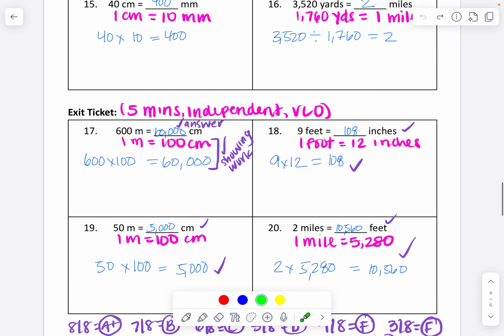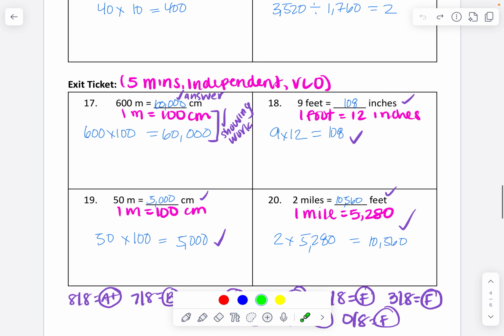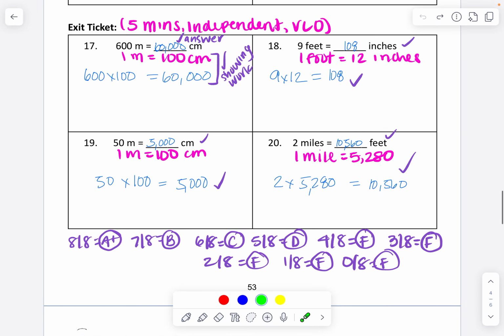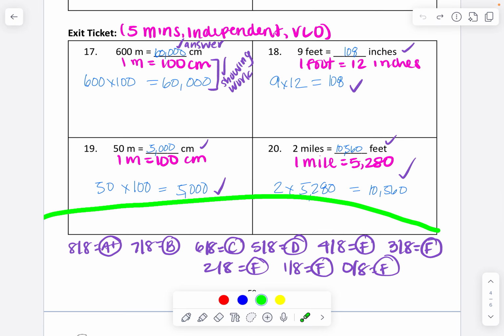And then questions 17 through 20 are their exit ticket questions. Please ensure that they are showing their work and then getting the right answer. And so each of these questions are worth 2 points for a total of 8 points. Here's your grading scale.